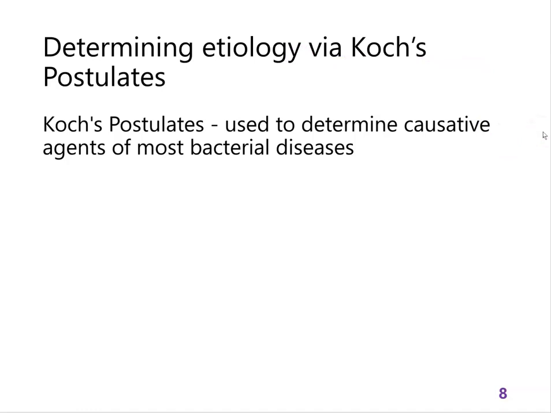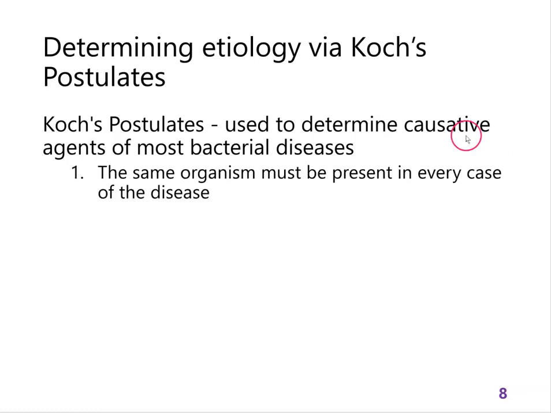Koch's postulates are used to determine what causes a disease, like which microorganism causes a disease. Once you have a guess about that, you can do these observations and experiments. And if they all work out right, we say we satisfied Koch's postulates, we know what causes the disease. So let's look at what they are. There are 4 steps. The first one is whenever you see disease, you see that pathogen.